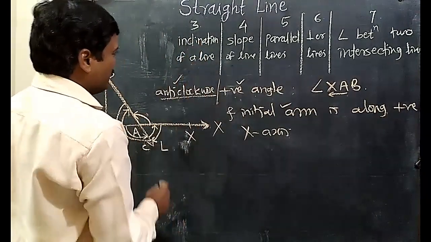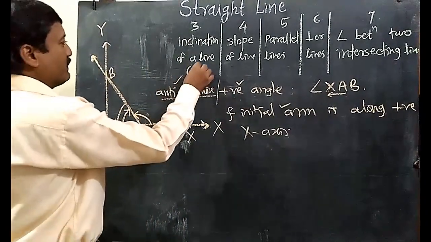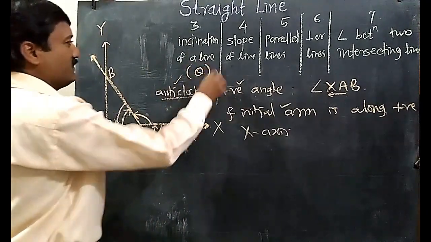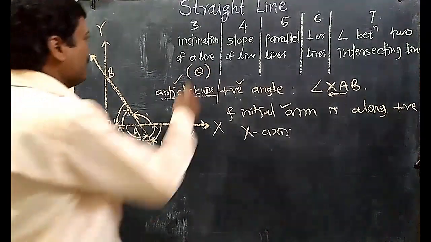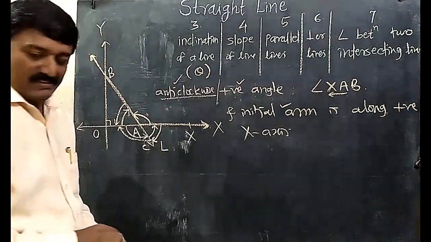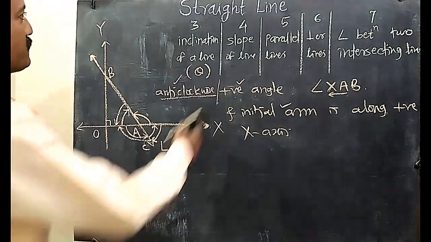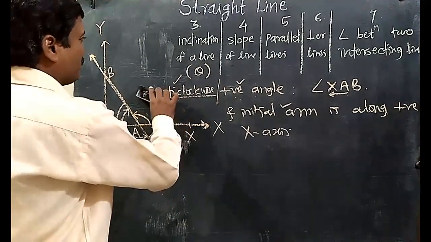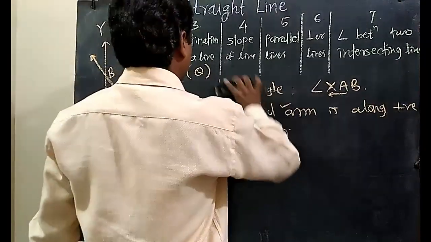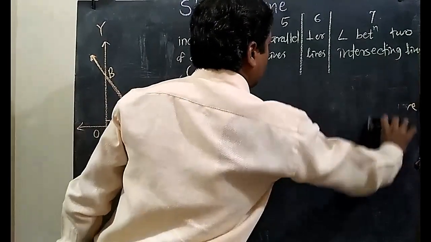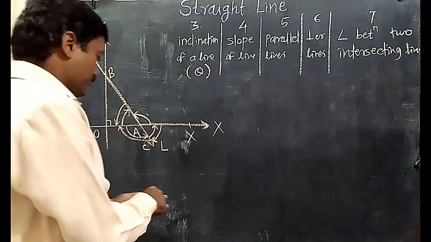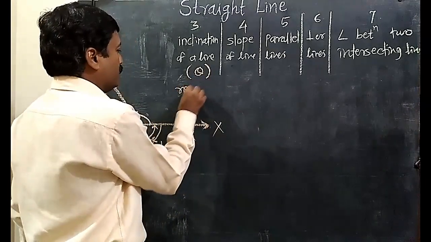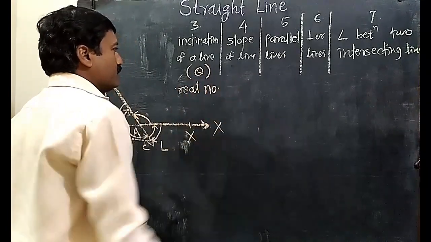So this inclination is nothing but an angle. We can denote the inclination of a line by the symbol theta. That is the symbol of an angle. Let us come towards the fourth point, that is the slope of a line. As theta is the inclination, what is theta? Theta is obviously a real number.